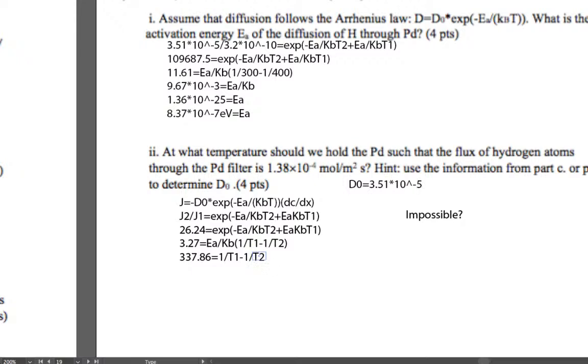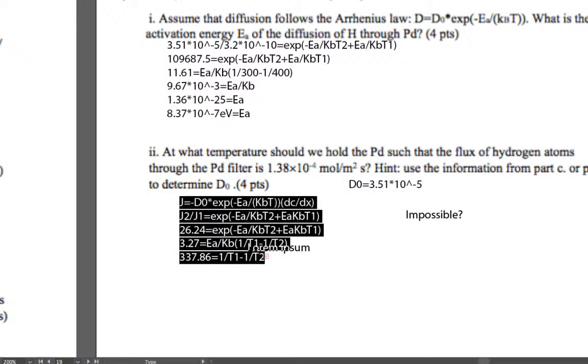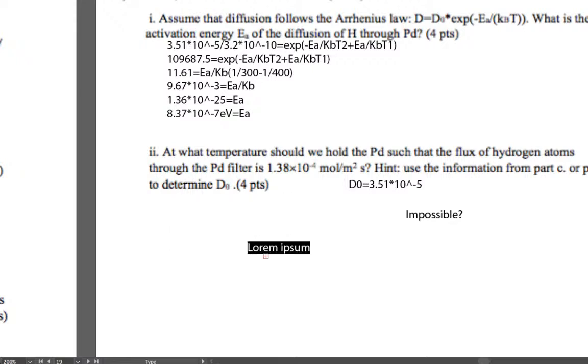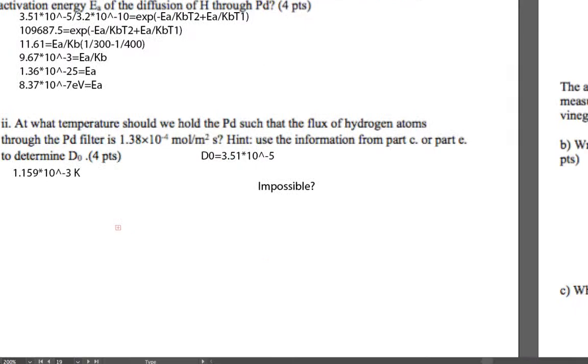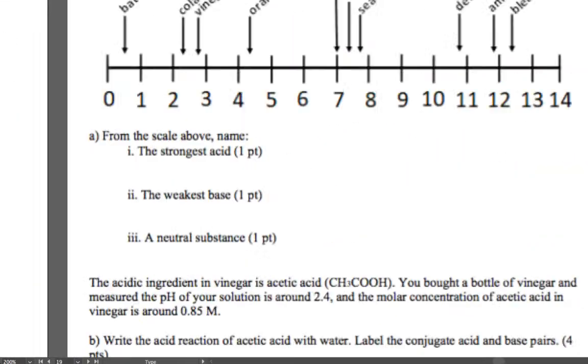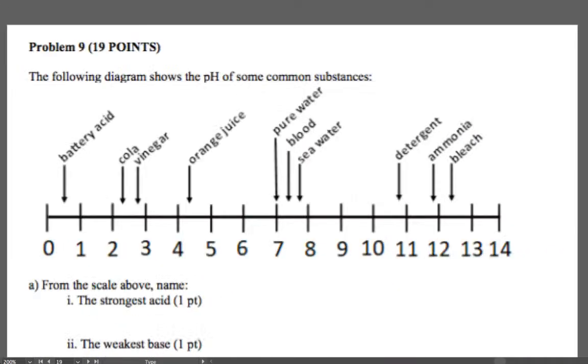Huh, wait. Well, I think that's the answer. So what I got is 1.159 times 10 to the power of negative 3 Kelvin, which is very low. It is very near 0 Kelvin. So that is basically pretty much frozen at this point. So it's basically that. Finally, let's go to number 9.